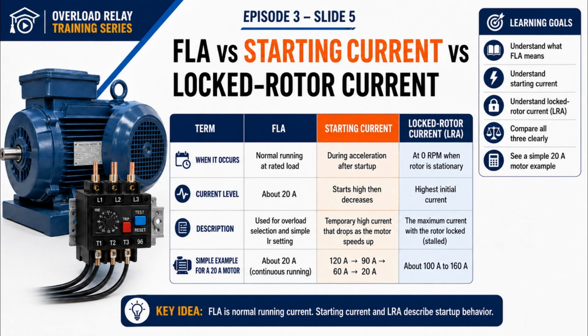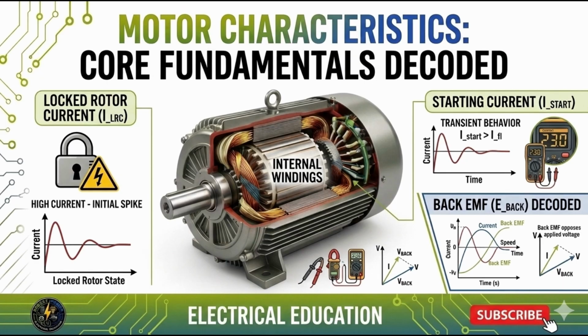FLA, or full load amps, is the current the motor is expected to draw when it is operating under its rated conditions and carrying its normal full load. Starting current is the higher current the motor draws while it is accelerating from 0 speed toward normal running speed. And LRA, or locked-rotor amps, is associated with the condition where the rotor is still stationary. The important point is that these are not 3 completely separate ideas. They are all connected to the same motor starting process.